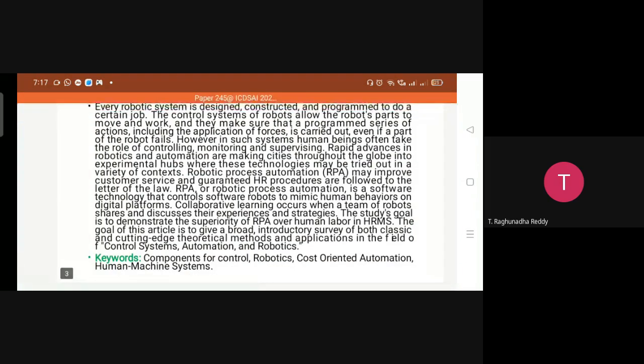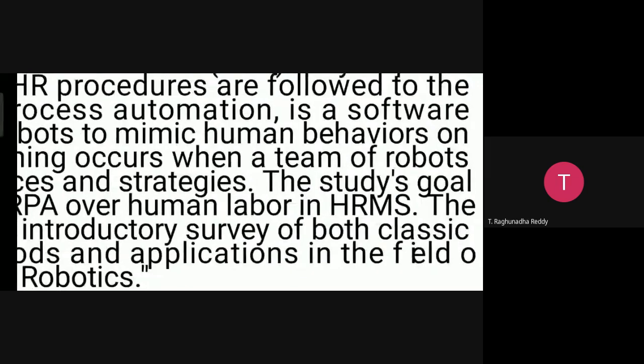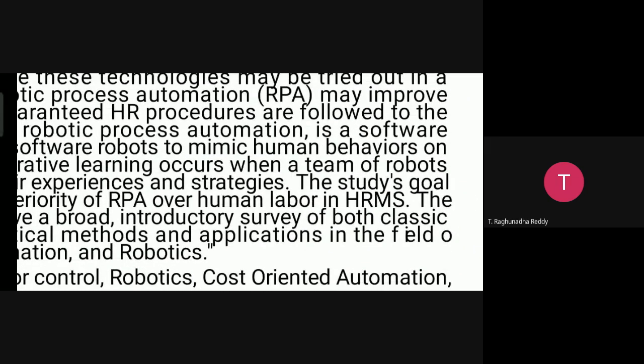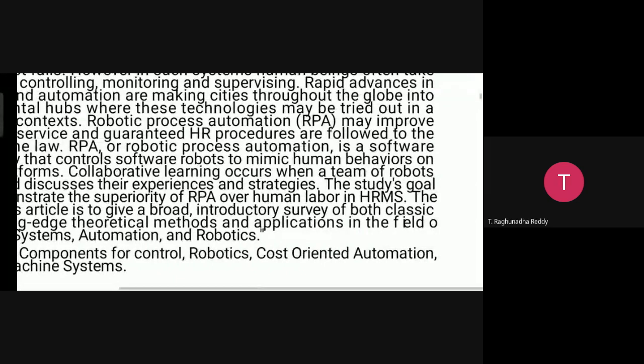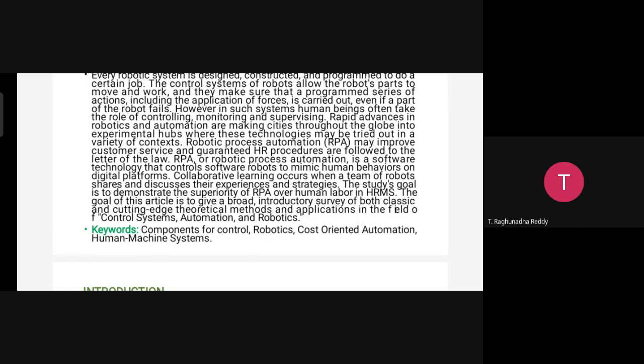Coming to the point, every robotic system is designed, constructed, and programmed to do a certain job. To control the system of robots, they allow the robot parts to move and work. They make sure it is programmed in a series of actions, including the applications of process force. Even if a part of the robot fails, in such systems human beings often take the role of controlling, monitoring, and supervising. Now the rapid advances in robotics and automation are making cities throughout the globe into experimental hubs, where these technologies may be tried out in a variety of contexts.